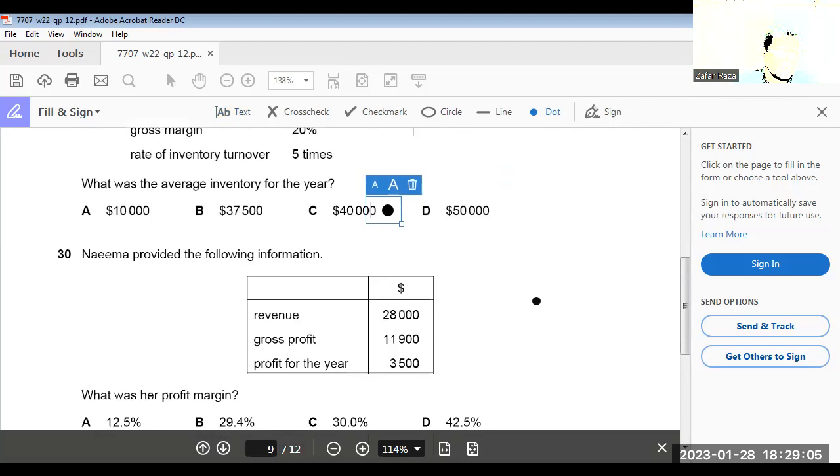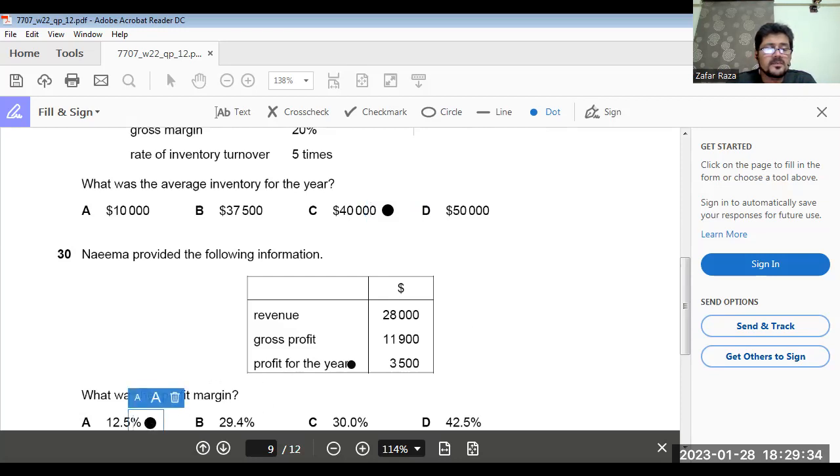Now, Naima provided the following information: revenue, gross profit. What is the gross profit margin? Gross profit divided by sales multiplied by 100. Profit margin means profit. 3,500 divided by 28,000, 12.5%. Option A is the answer.